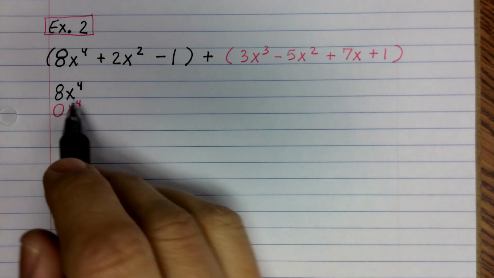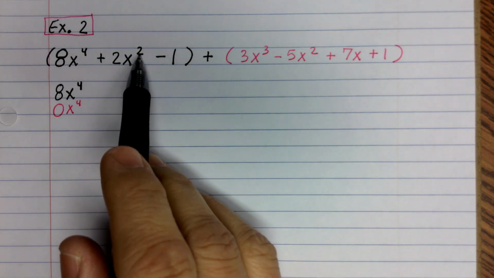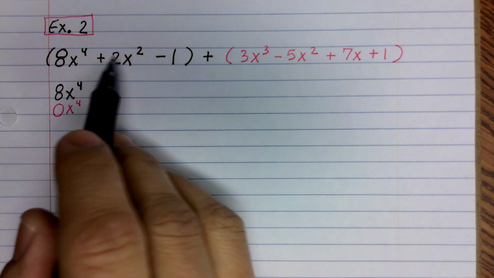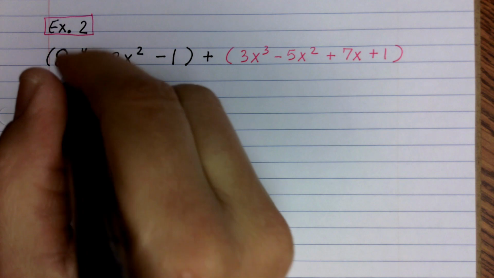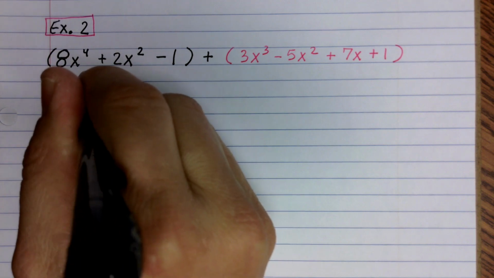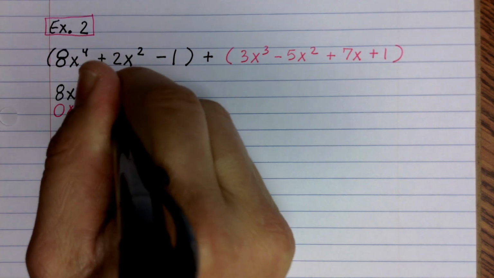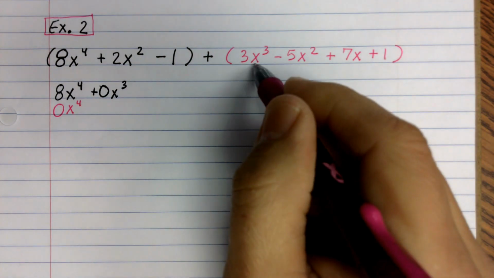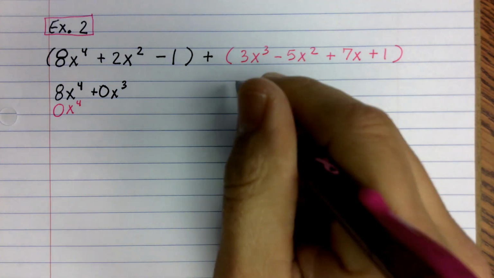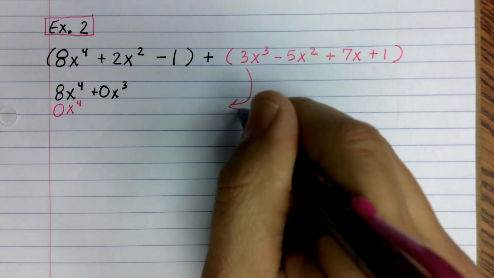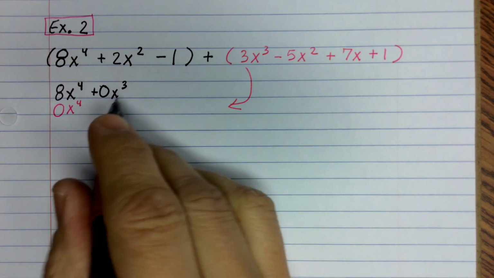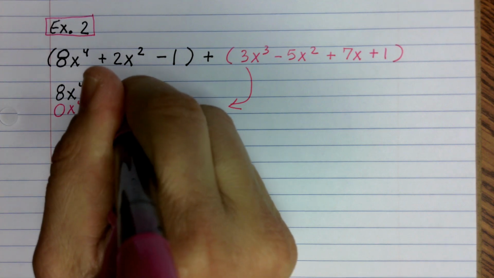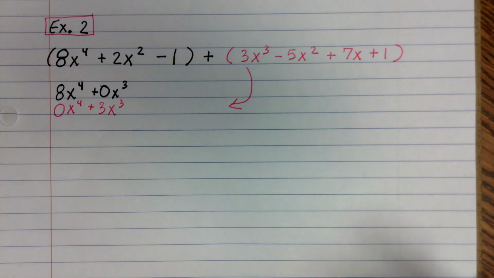Next, I want you to notice that the next power on the left is the power of 2, but we have a power of 3 over here. Since we don't have a power of 3 in this first expression, I'm going to use 0 as a placeholder. So I'm going to put plus 0x to the power of 3. Then I'm going to take this 3x to the power of 3 and bring it down, and write it directly underneath that 0x to the power of 3. So plus 3x to the power of 3. And then I'm going to go to the next one.